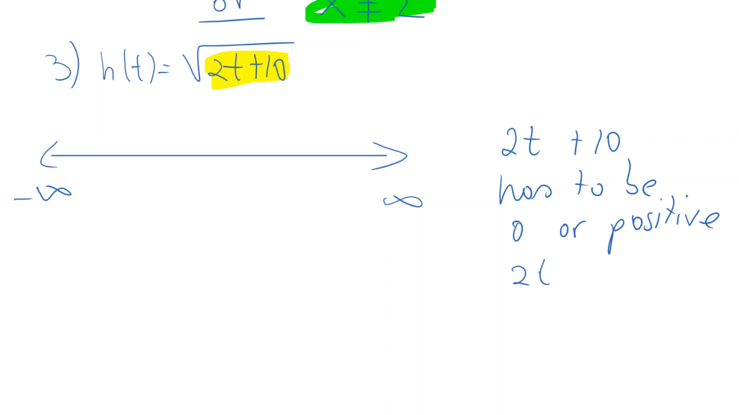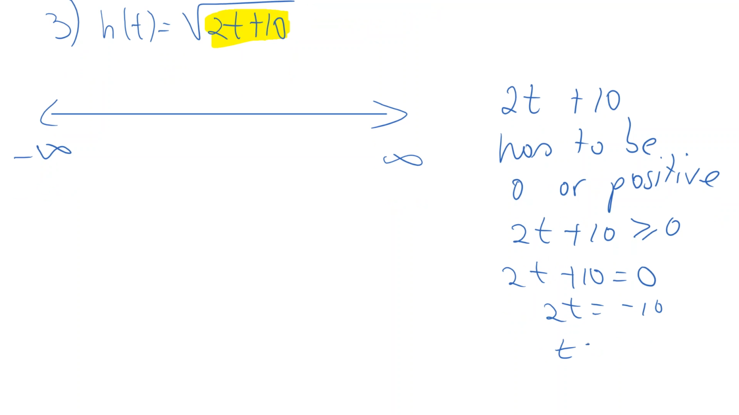In other words, 2t plus 10 has to be greater than or equal to 0. Okay, so let's see what makes 2t plus 10 equal 0 first, and that's going to be valid. So 2t plus 10 equals 0. Subtracting 10 from both sides, we get that 2t equals negative 10. So t equals negative 5. So negative 5 is going to be part of the domain, because square root of negative 10 plus 10, which is square root of 0, is 0.